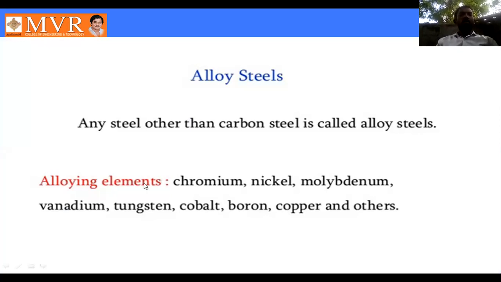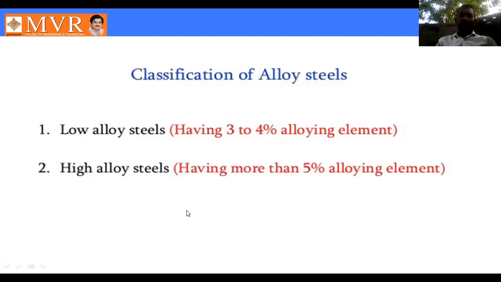Generally, the alloy elements are chromium, nickel, molybdenum, vanadium, tungsten, cobalt, boron, copper and others. These are the alloying elements. Any steel other than carbon steel, containing these alloying elements, we call alloy steel.